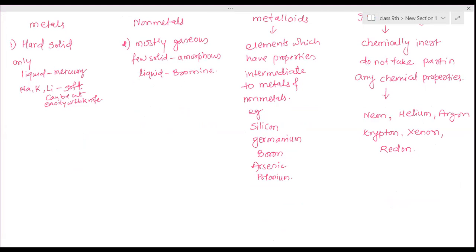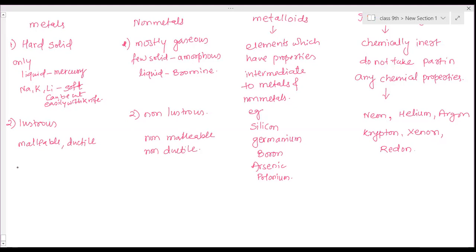Then second one: metals are lustrous, non-metals are non-lustrous. Metals are malleable, ductile; non-metals are non-malleable, non-ductile. Metals are sonorous, non-metals are non-sonorous.